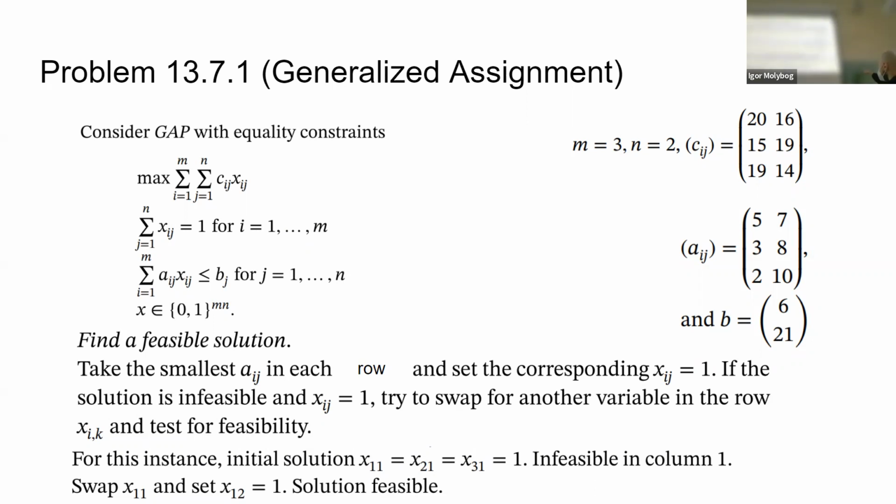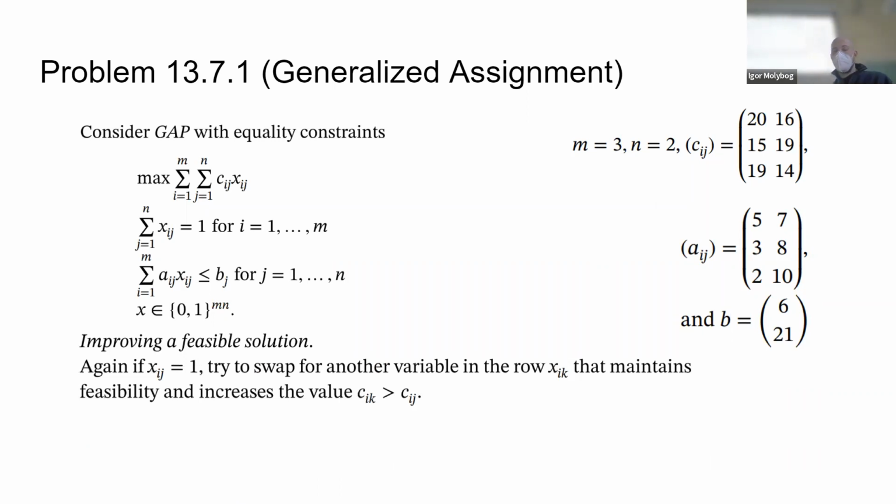Now you can recalculate the summation over the columns and take a look at that. It's going to be 5 and 7. 5 is less than 6, and 7 is less than 21. Therefore, this solution is feasible. So our heuristic will result in a feasible solution.